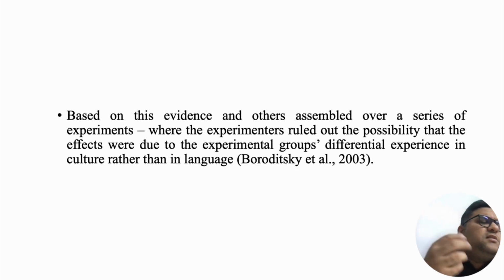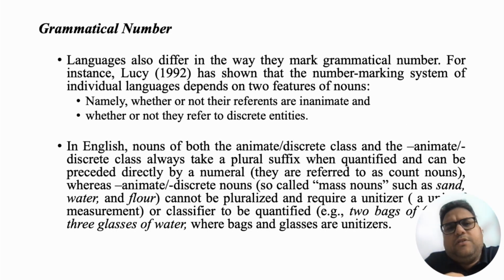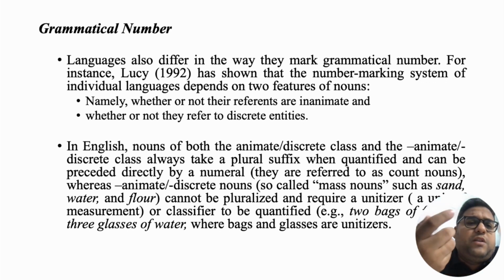Now, another very interesting aspect in which languages differ is the way in which they mark number, the way in which they mark quantities. So languages actually differ in the way they mark grammatical number. For example, Lucy in 1992 has shown that the number marking system of individual languages actually depends on two features of nouns: whether or not their referents are animate, and whether or not they refer to discrete entities, because then you would be able to count them.